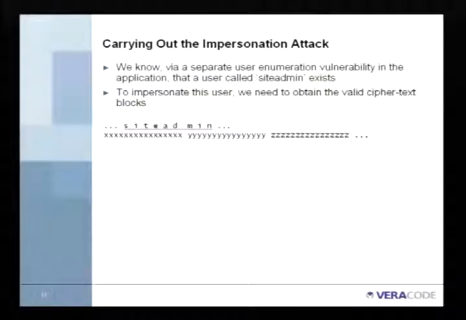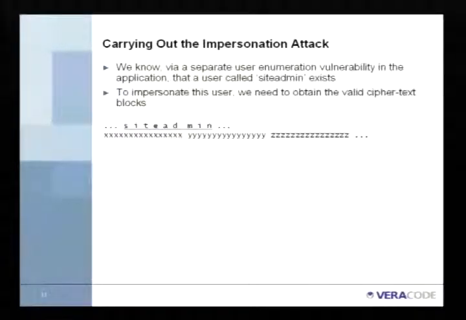Through a different vulnerability in the application, we were able to do a user enumeration, so just identify whether or not a certain username exists or get a list of users. I can't even remember which case it was now. But despite that, we know that a user exists named siteadmin, which sounds like a good one to go after. So to impersonate this user, what we have to do is obtain the valid ciphertext blocks to construct that cookie.